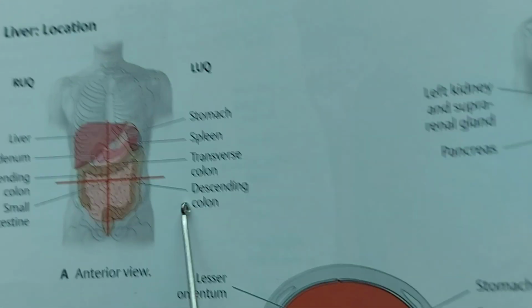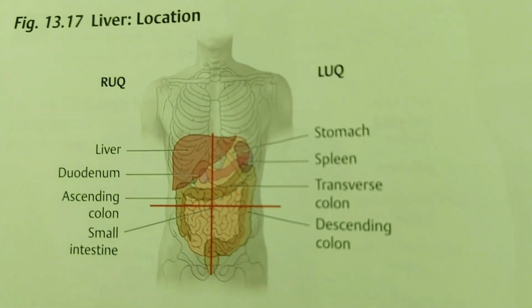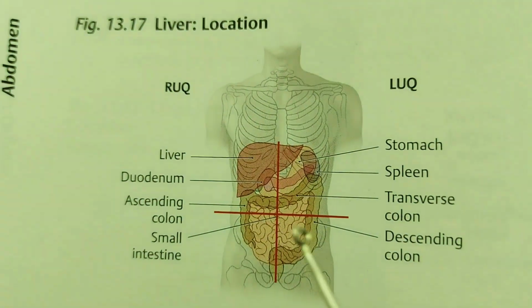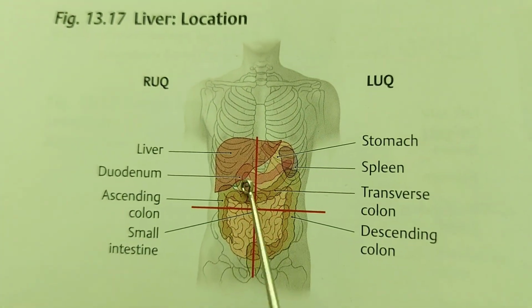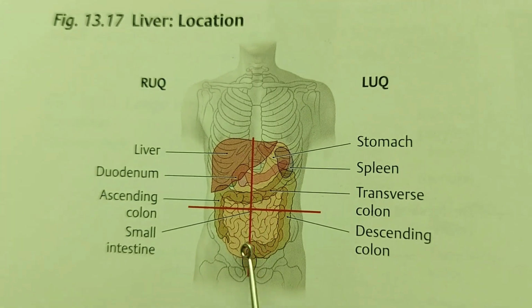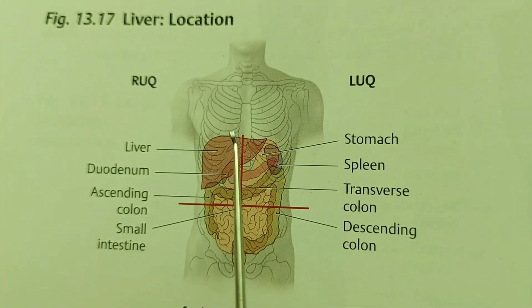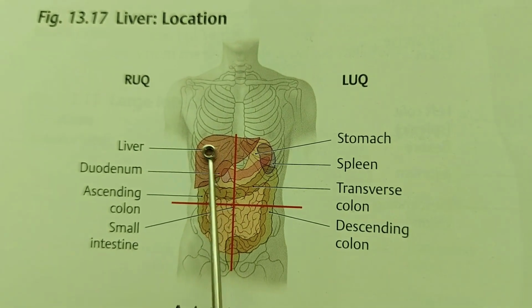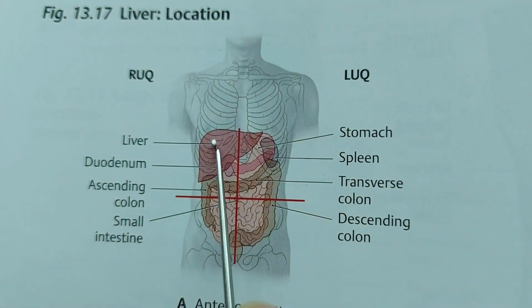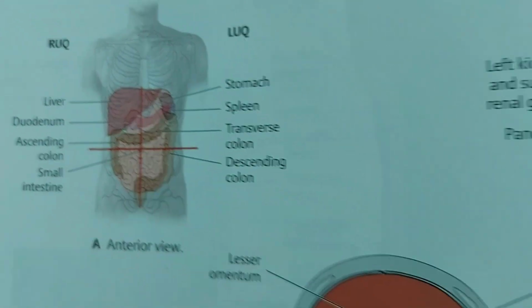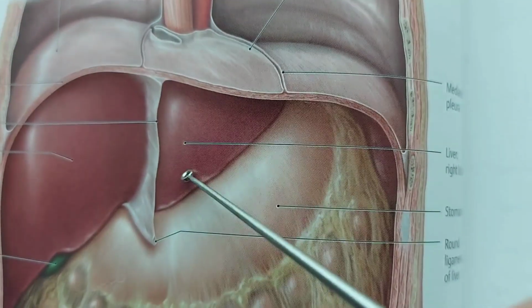Another part is that in this part of the body, in the abdomen, there are many viscera underneath the liver. These viscera push the liver into position, and there are some ligaments around the liver. Here you can see there is a ligament.